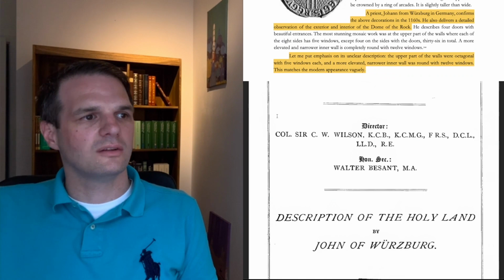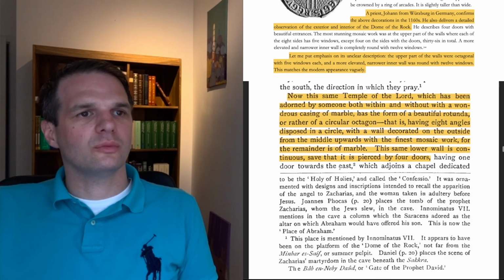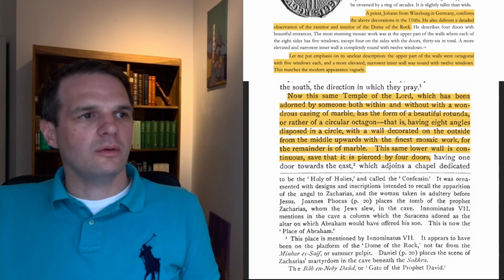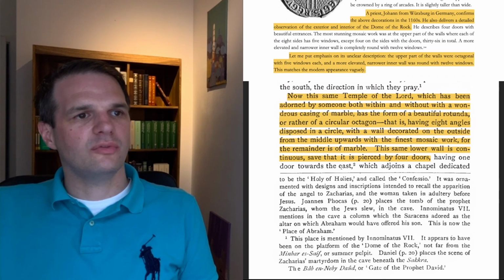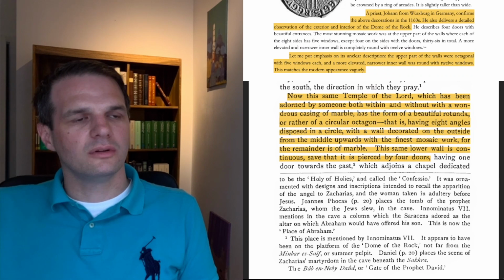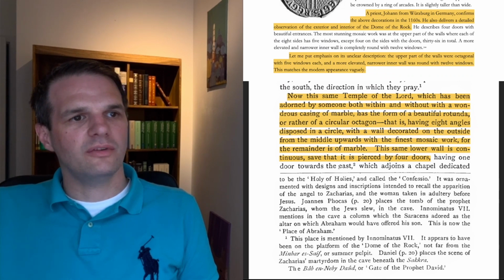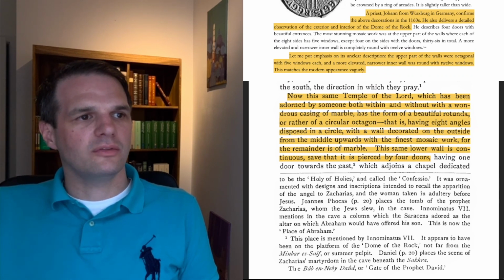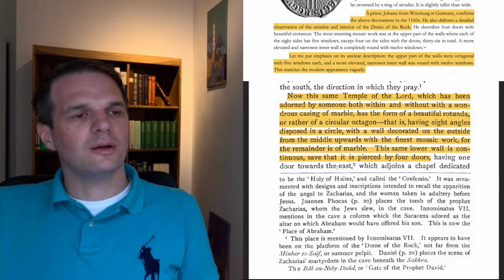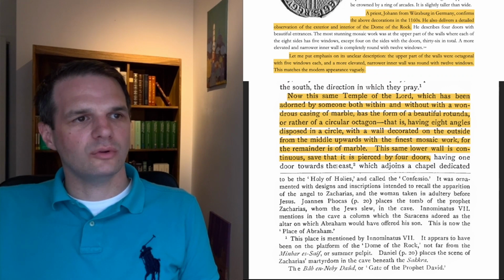But again, let's just look at what Johann from Würzburg said. So, he writes, "Now this same temple of the Lord, which has been adorned by someone both within and without, with a wondrous casing of marble, has the form of a beautiful rotunda, or rather a circular octagon, that is, having 8 angles disposed in a circle with a wall decorated on the outside from the middle upwards with the finest mosaic work. The remainder is of marble. The same lower wall is continuous, save that it is pierced by 4 doors."